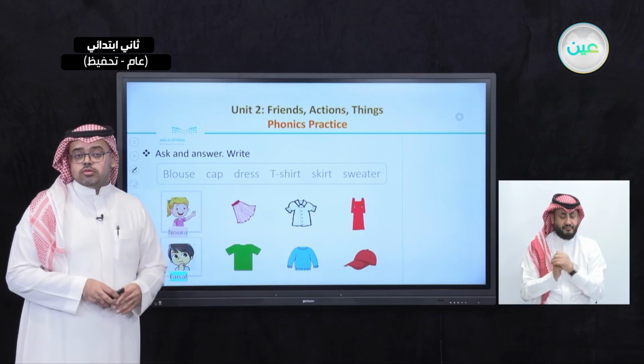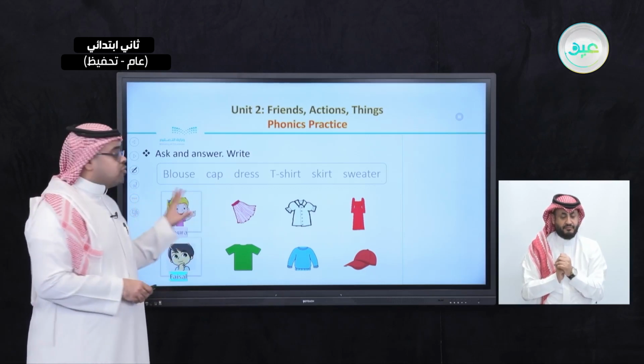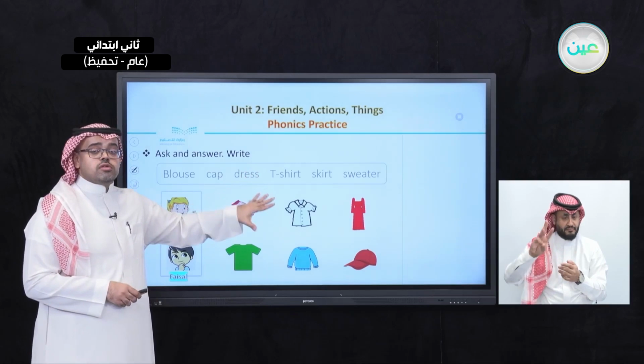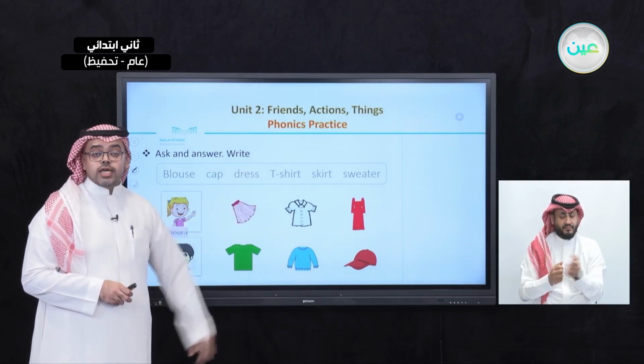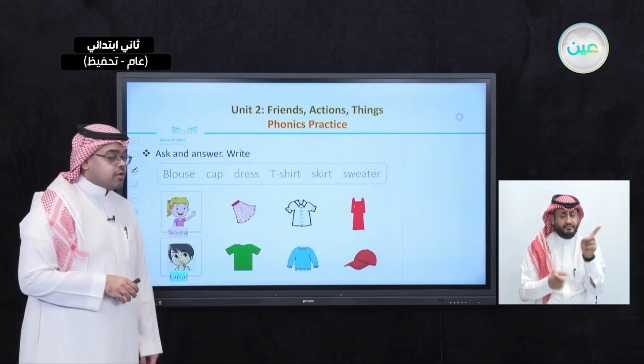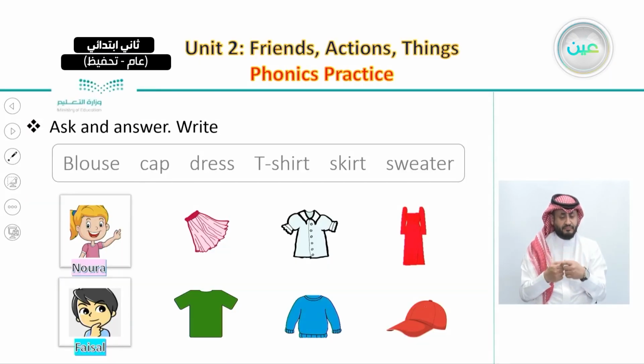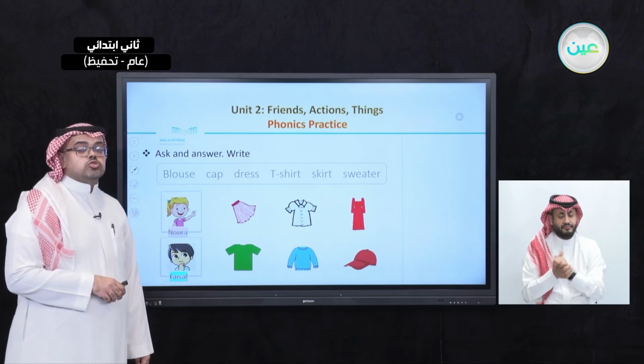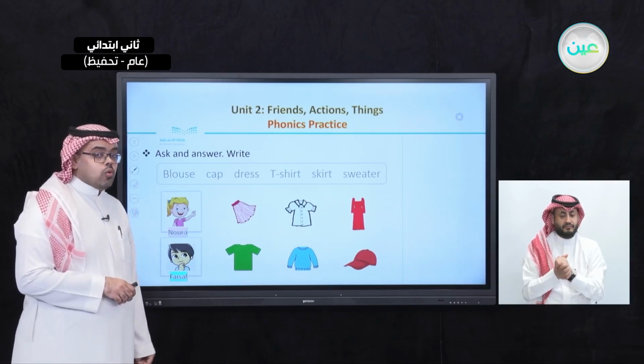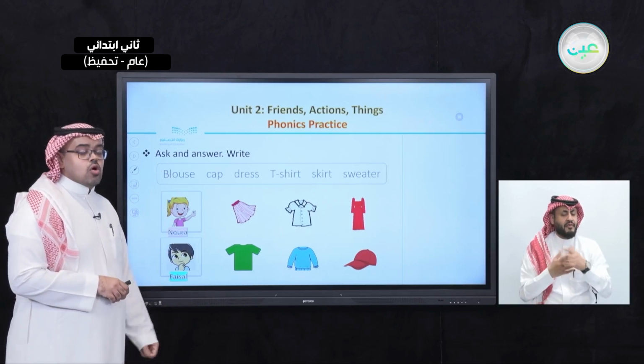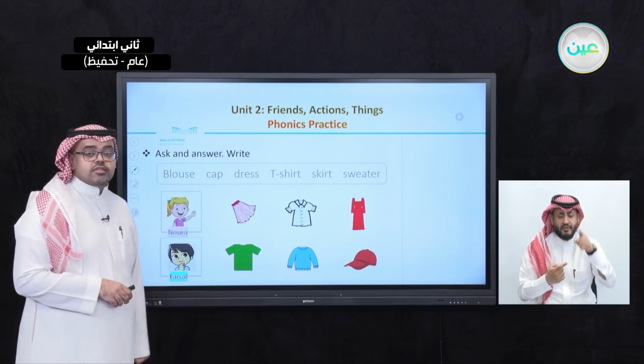So how does this question go? As you can see here we have six different words about six different items. These words are blouse, cap, dress, T-shirt, skirt, and sweater. So, what we need to do now is to use the question, whose blouse is that? Or whose cap is that?